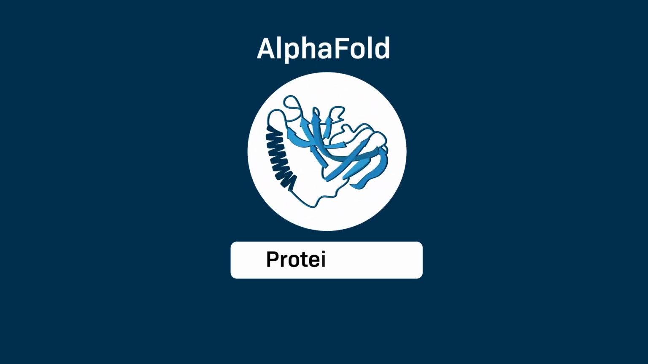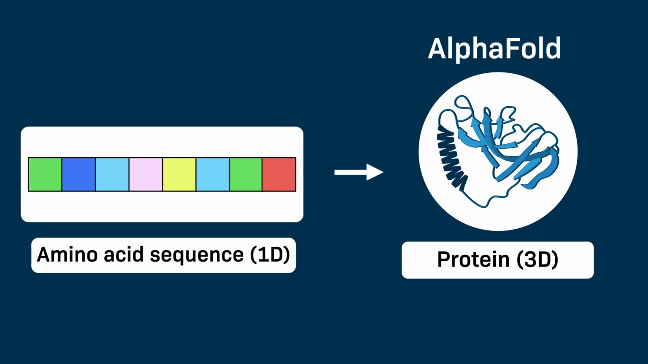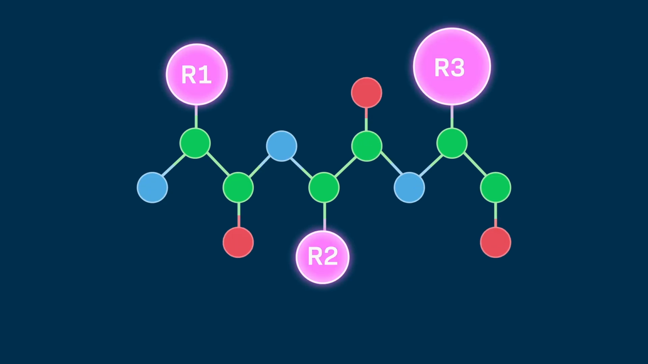AlphaFold, which launched in 2018, is an artificial intelligence or AI model created by Google DeepMind that can estimate the 3D structure of any protein from just the amino acid sequence. How can it do this? Recall that the side chains or R groups are what distinguish amino acids. From the primary sequence, AlphaFold can see the order in which these amino acids are connected and how the side chains should orientate themselves relative to each other due to their chemical properties.